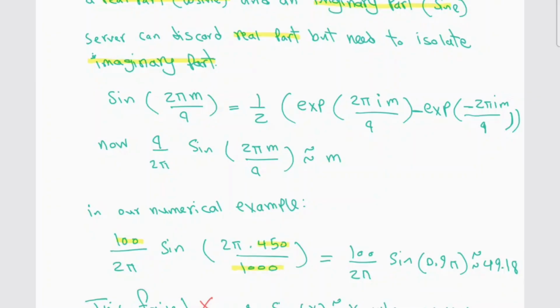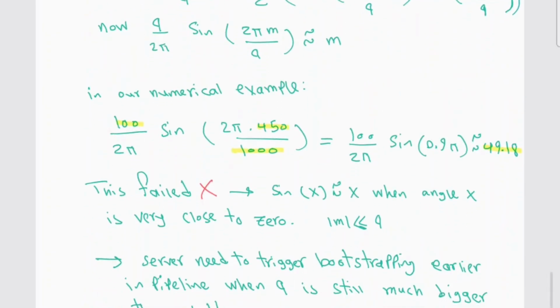Now if we use our calculator, this is going to be equal to 4980. But interestingly, this failed because the sine of x is not equal, or not actually close, to x, unless the angle x is very close to 0. Sine of x is approximately equal to x when the angle x is very close to 0. So the server needs to trigger bootstrapping earlier.